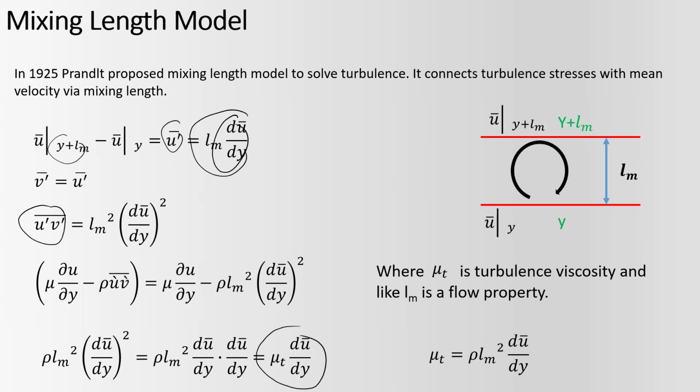So now what we are trying to do is find the turbulent viscosity. The turbulent viscosity can be cast in this form. I can cancel out one derivative here, and I will end up with rho times the mixing length squared times du by dy. So the turbulent viscosity is now equal to this term. This is the single term that we are going to determine now.